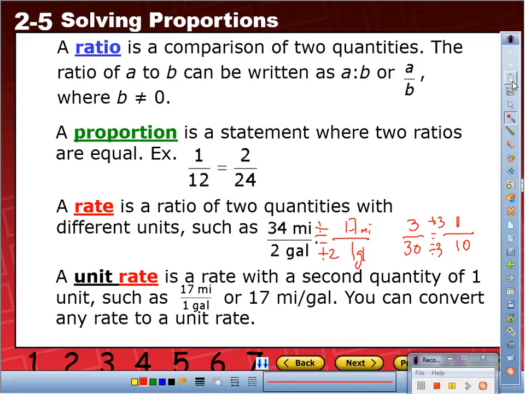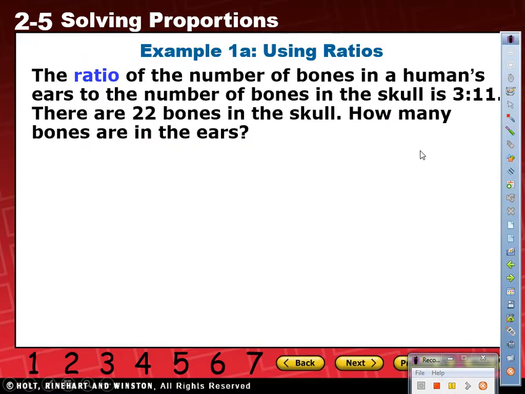So with that said, check this out. I gave you these 2 problems. Let's start with this one. First things first. It says, the ratio of the number of bones in a human ears to the number of bones in the skull is 3 to 11. So they're talking about a ratio. So that you get a process as to how to set these up. I'm going to show you really quick.